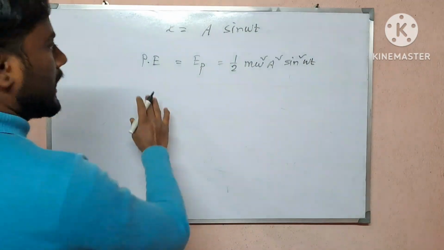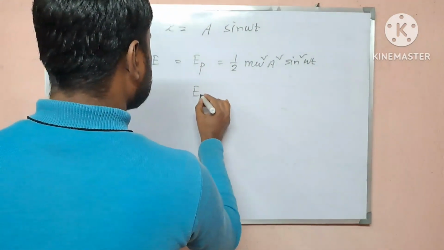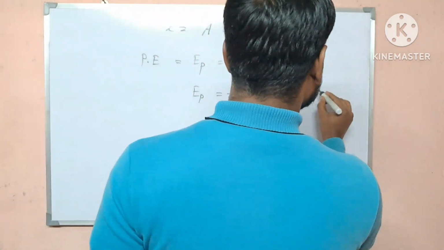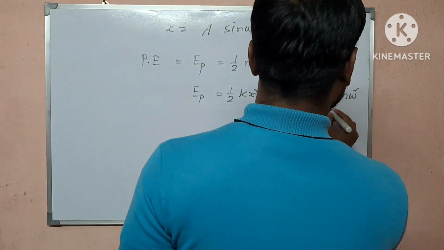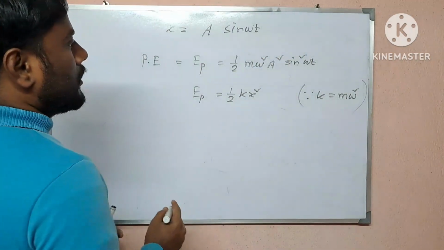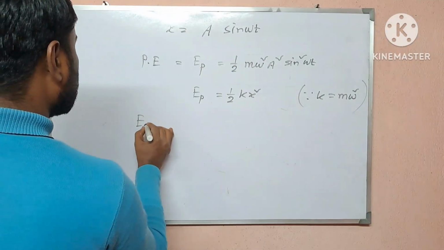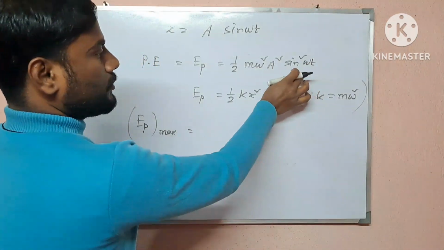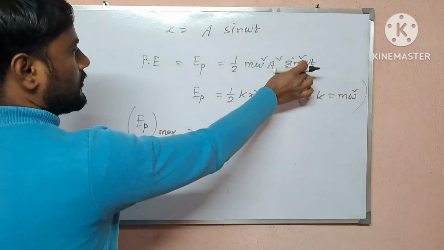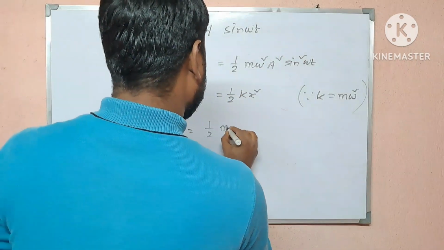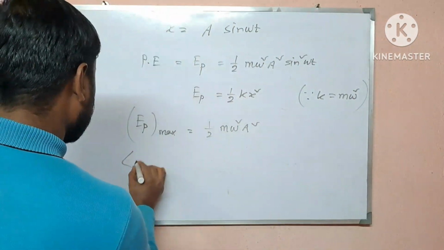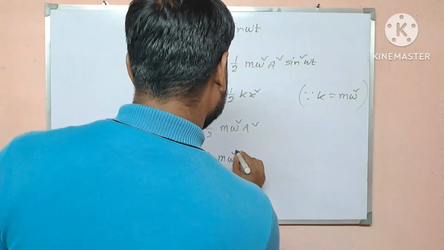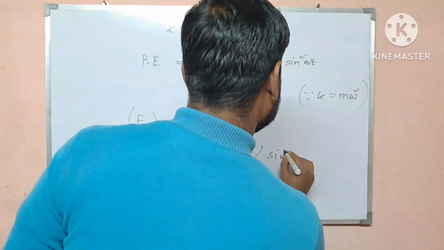Because we know that the formula for potential energy is half k x square, and k is m omega square. So now we can write the maximum value of potential energy. To get the maximum value you have to use the maximum value of the sine function, and that is 1. So it is half m omega square a square. Similarly, the average value of potential energy is half m omega square a square into the average of sine square omega t.